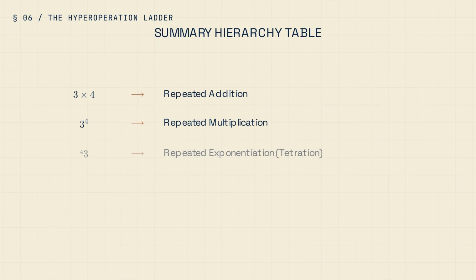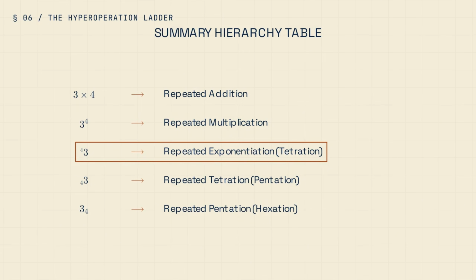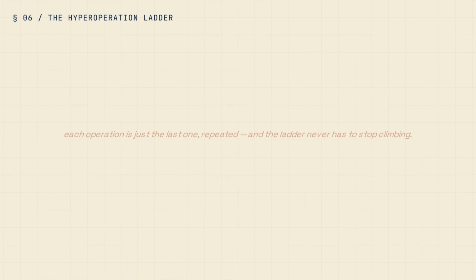3 times 4, repeated addition. 3 to the 4 is repeated multiplication. 4 to the 3 is repeated exponentiation, tetration, and hexation. All of these are ideas which are built on top of each other.